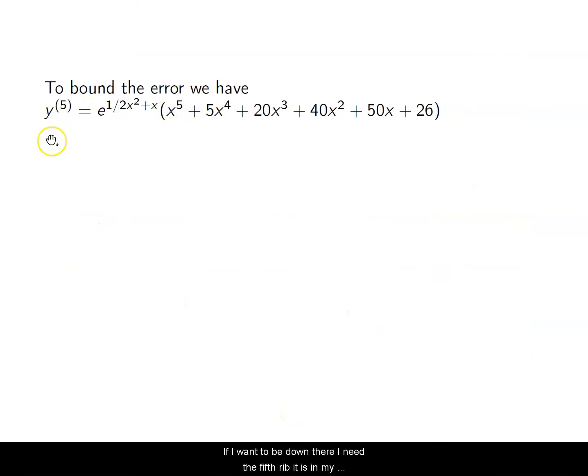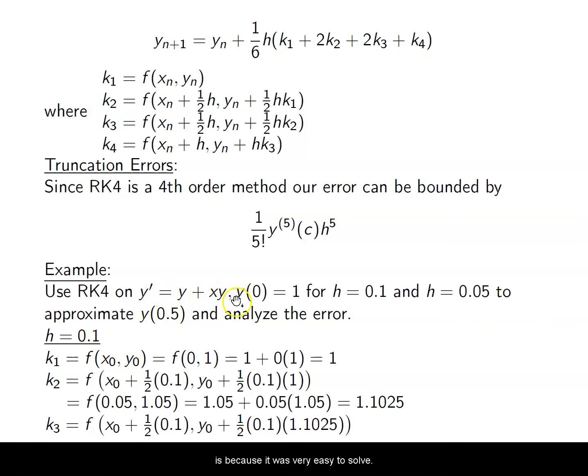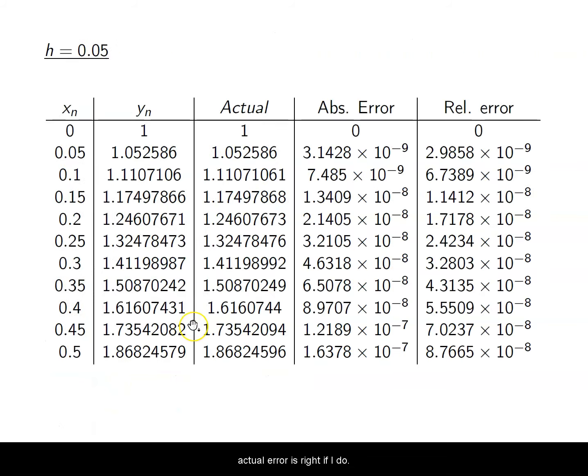If I want to bound the error, I need the 5th derivative. And my 5th derivative of my solution function is this. Remember, the reason why I'm doing this function over and over again is because it was very easy to solve. And if it's easy to solve for an actual explicit solution, it's very easy then to analyze the error, because I know what the actual error is. If I don't, I just have to rely on the fact that I know the big O notation, global and local truncation errors for this. But if I have the actual values, because it's a solvable DE, I can tell you exactly what the absolute error is and the relative percent error is.